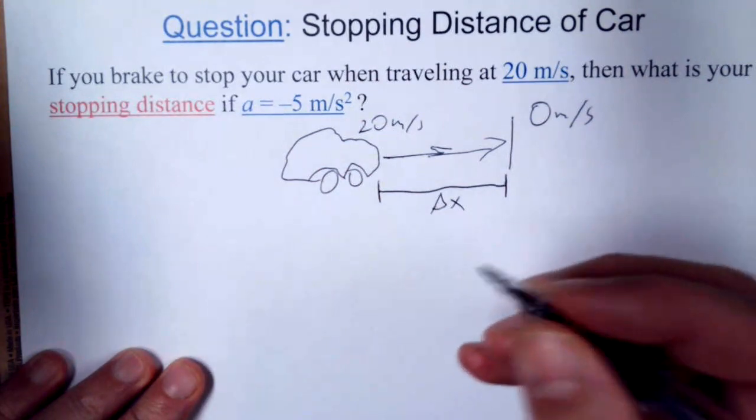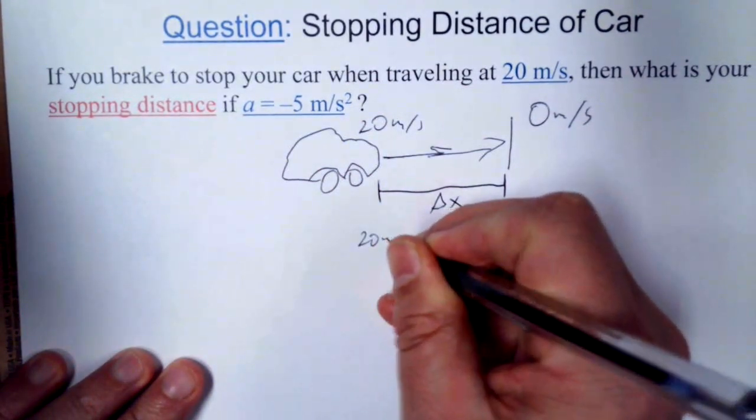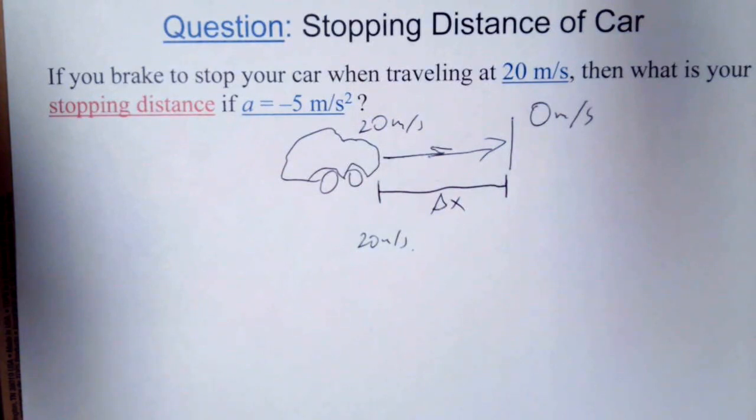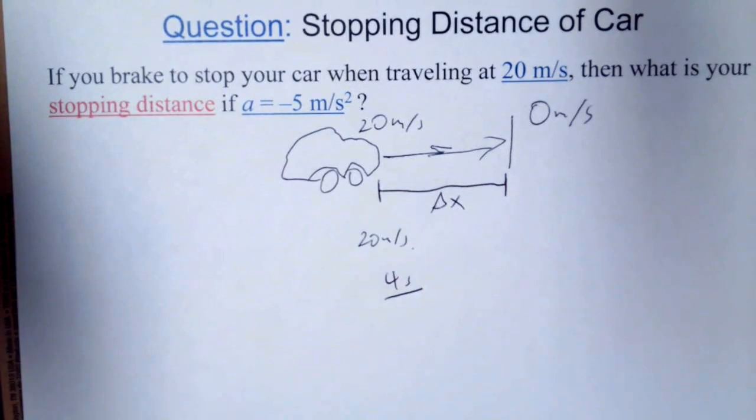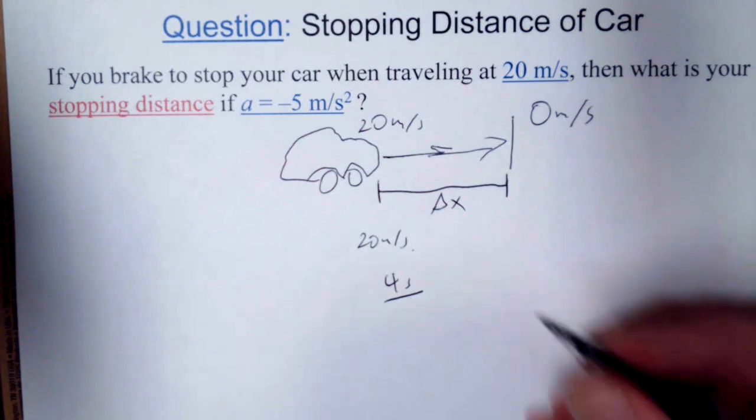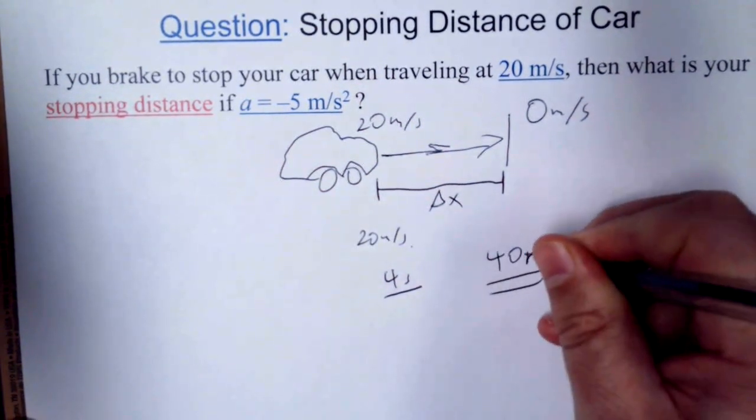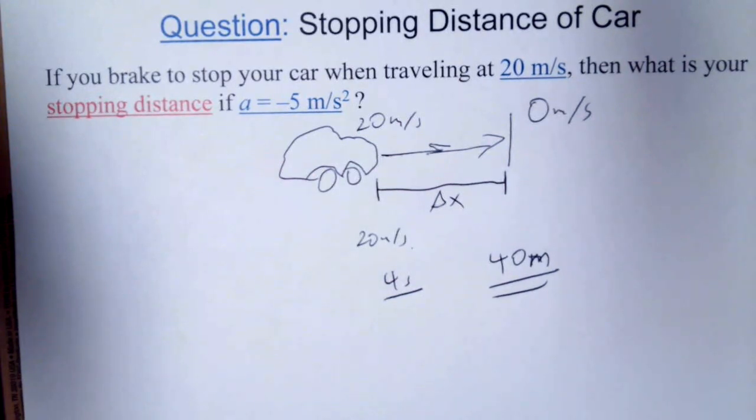Well, at the beginning, our velocity is 20 meters per second, and after 1 second, with the acceleration being negative 5 meters per second squared, our new velocity is 15 meters per second. After 2, it is 10 meters per second. After 3, it is 5. And after 4, it is 0 meters per second. So it takes us 4 seconds to come to a stop. And that means if we're traveling 10 meters per second for 4 seconds, the distance that we travel is 40 meters.